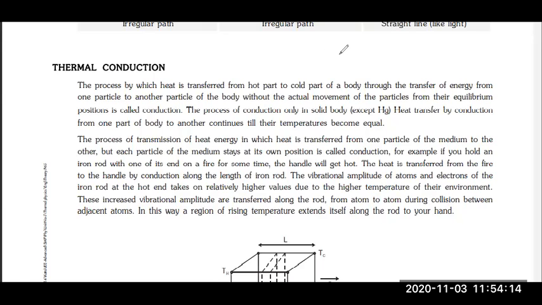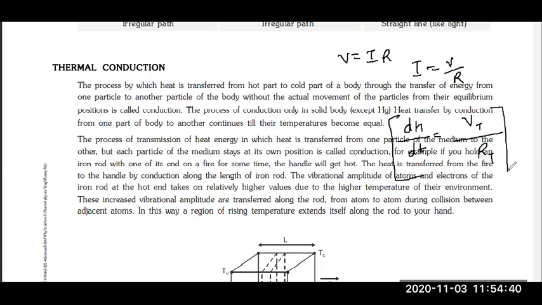So when you talk about Ohm's law, what was Ohm's law? Tell me. V is equal to IR, right? Or I is equal to V by R? Yes or no? So can I say that in the same way, heat current, suppose dH by dt, heat current is equal to thermal potential by thermal resistance. Think about it. Yes or no? Just use this concept. You don't have to study anything else. Just think about this concept. Yes or no? Right? Okay.